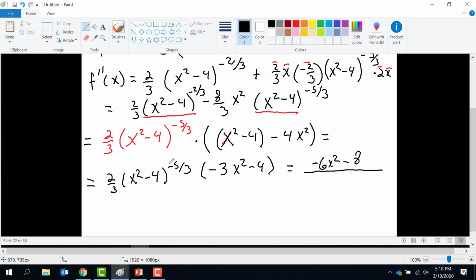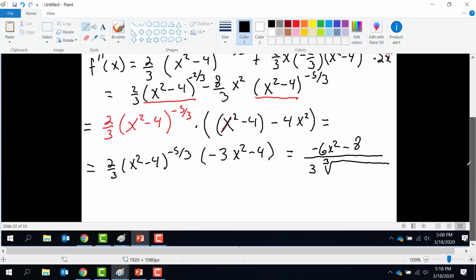And then this is a negative exponent here, so that tells us that this belongs on the bottom with this 3. And the denominator of 3 tells me that we have a cube root. And the exponent of 5 tells us that we're raising x squared minus 4 to the 5th power. But x squared minus 4 factors as x plus 2, x minus 2, and both of them are being raised to the 5th power. This is my second derivative.